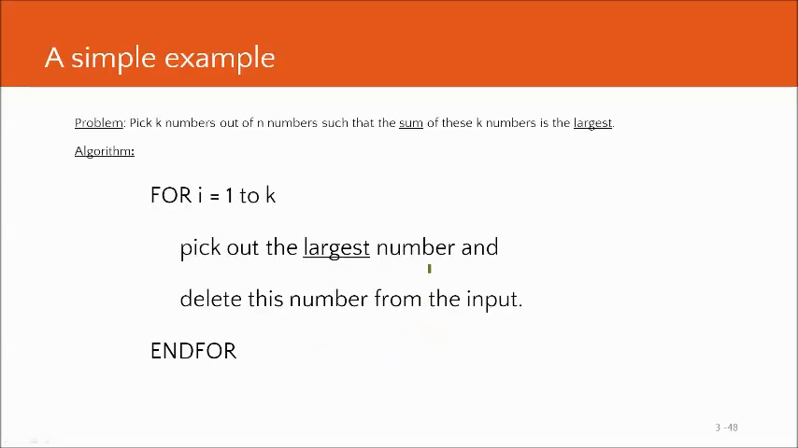So a simple example, you're going to pick k numbers out of n numbers such that the sum of these k numbers is the largest. So for i equals 1, the initial value, to k, pick out the largest number and delete this number from the input. So for this algorithm, you're just going to pick the highest or the maximum value.